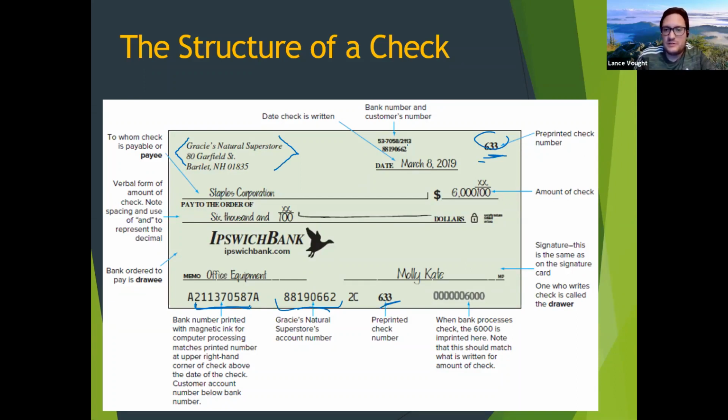So date is important. Pay to the order of is who you're writing it to. You write the amount of the check here in the form of dollars and cents in a numerical value. This is an old looking check. This XX, I think, is supposed to be the decimal value.